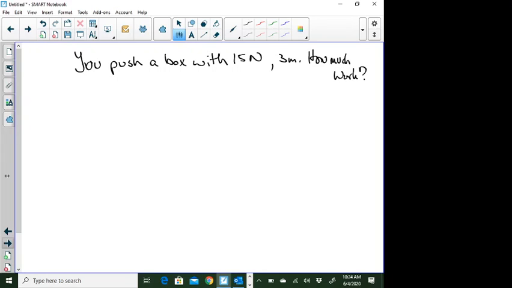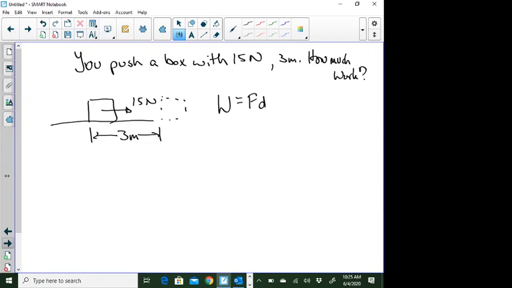So we're pushing a box, pushing that box with 15 newtons, and we're pushing it 3 meters. We want to know how much work we have done. Here's my box. Work is equal to force times distance. Is the force and the distance traveling along the same direction? The force is horizontal, the motion, the direction is horizontal. So work is going to be equal to our 15 newtons times our 3 meters. And so what we've done is 45 newton meters of work.